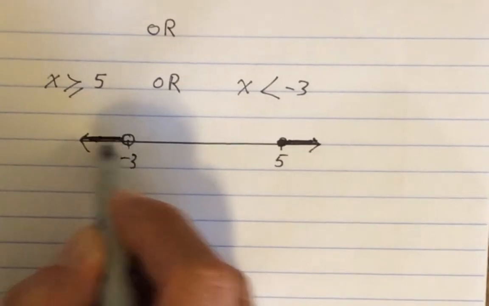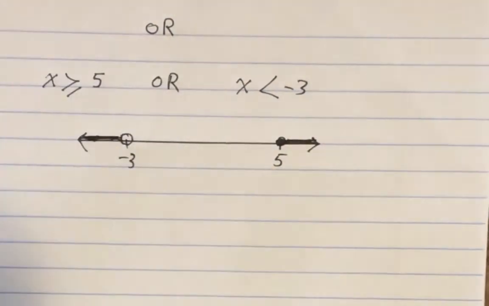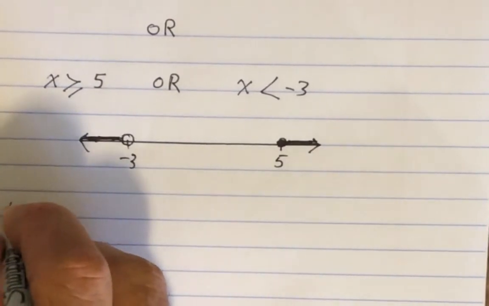Now you can't find an answer which is going to be a solution for both. It's either a solution for this or the other one. So as long as the number is a solution for one of the two inequalities, it's a solution for the compound inequality. And let's do an example. That's example 1.